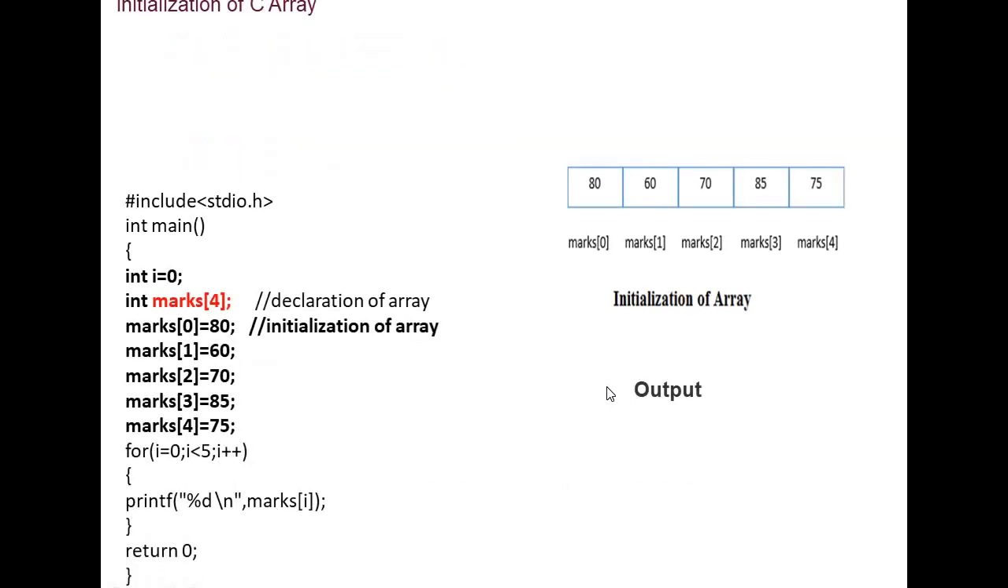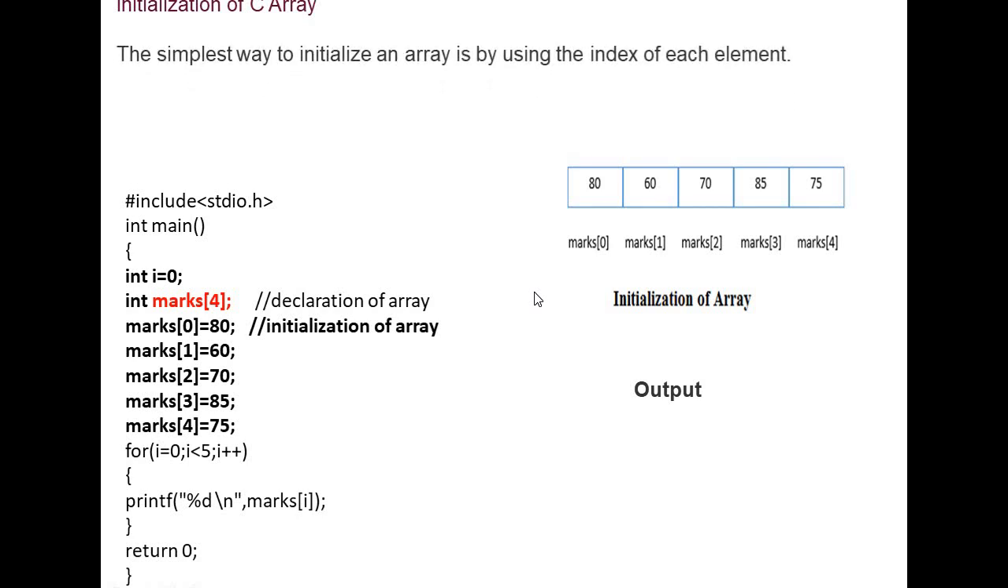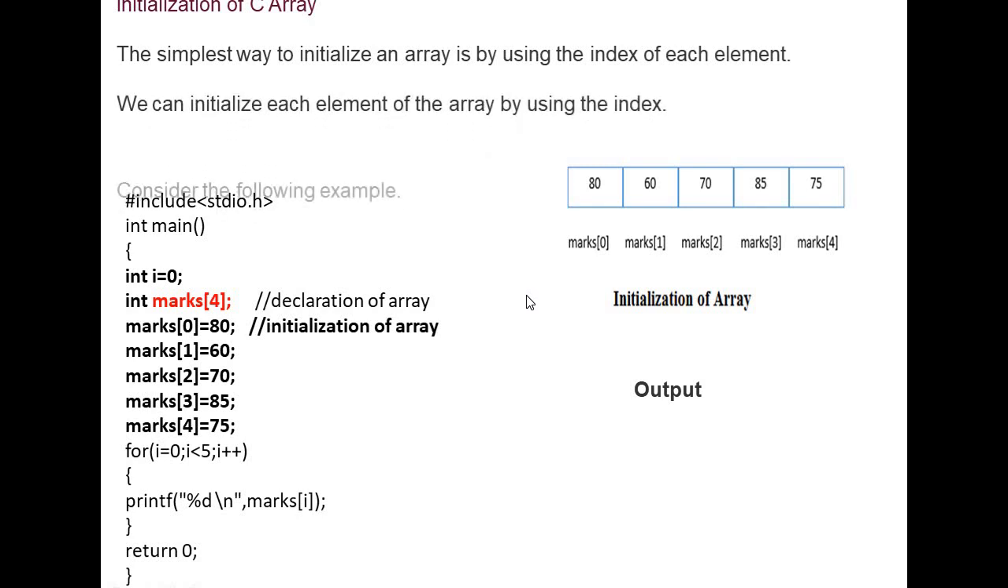Now this is a simple example for initialization of the array. How can we initialize the array? The simple way to initialize an array is by using the index of each element. We can initialize each element of the array by using the indices. Now we will see the example. Suppose this is the smallest example.